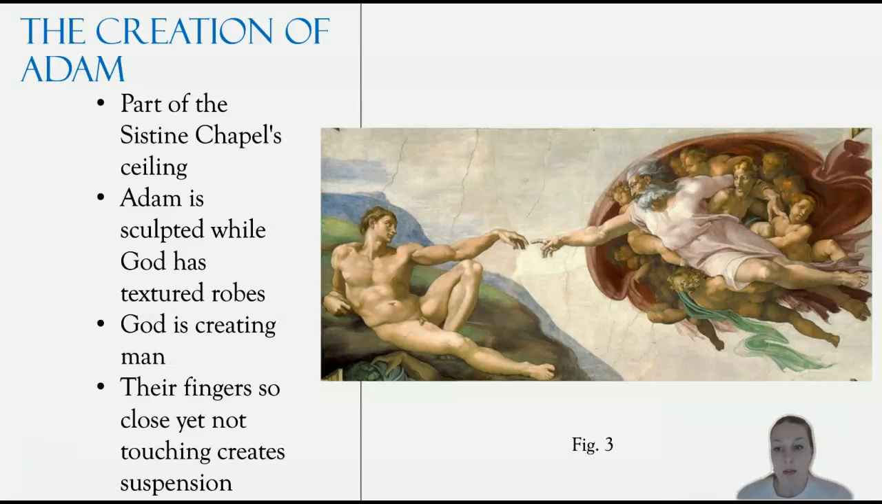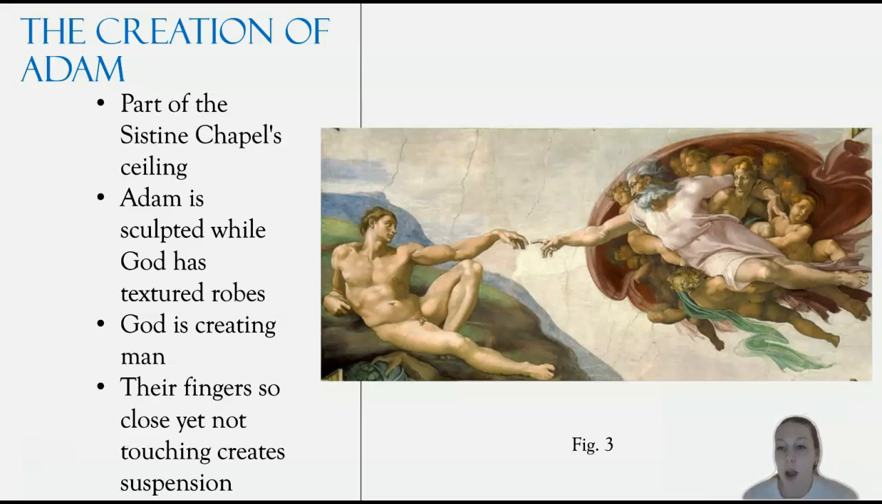And on the opposing side of that, we can see that God is clothed. He is covered in robes that we can see the texture as they flow in the wind. And we can see how he's reaching toward Adam a little bit more insistently, which is done on purpose to show the power that God has.